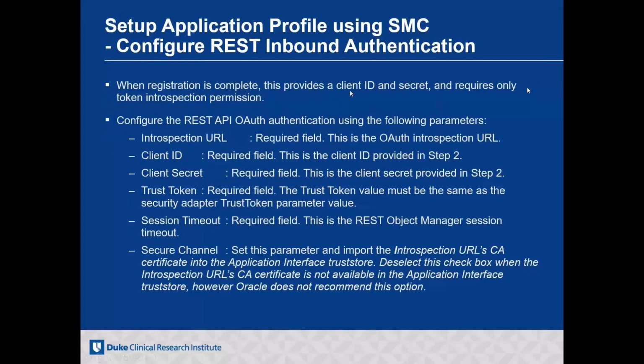Once you have your OAuth registry complete, you have to keep your client ID and secret. Then when you configure the OAuth authentication, these are the fields you need to put in: Introspect URL, which is your OAuth authentication server, the client ID that you created for this particular service, the secret, the trust token, which is the trust token that's on your LDAP REST, and then session timeout.